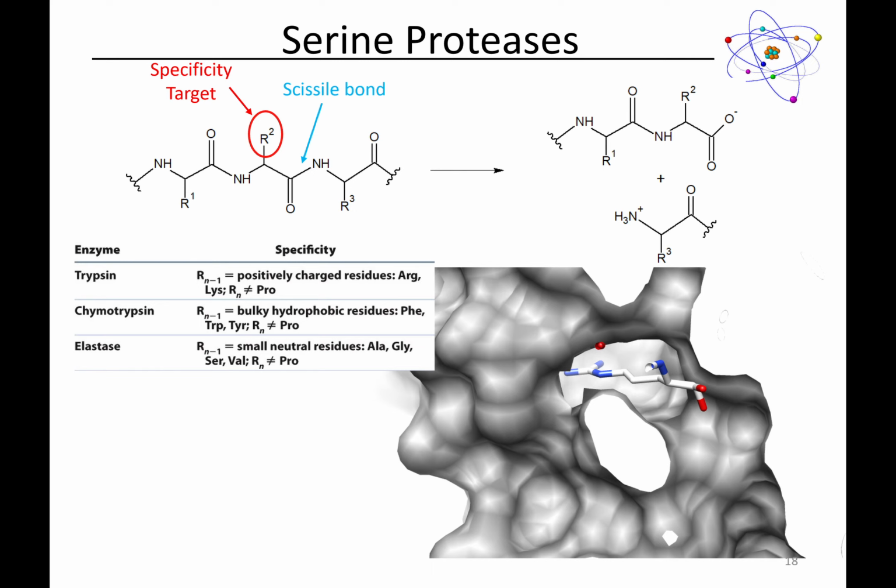If this is long and positive, like lysine or arginine, trypsin hydrolyzes. If it's big and bulky, like tyrosine or phenylalanine or isoleucine, chymotrypsin will recognize it and hydrolyze it. If it's smaller, then elastase will. Okay? And I don't want to babble on more because I will. I just want to stop and give you a chance to work through some of your activity.